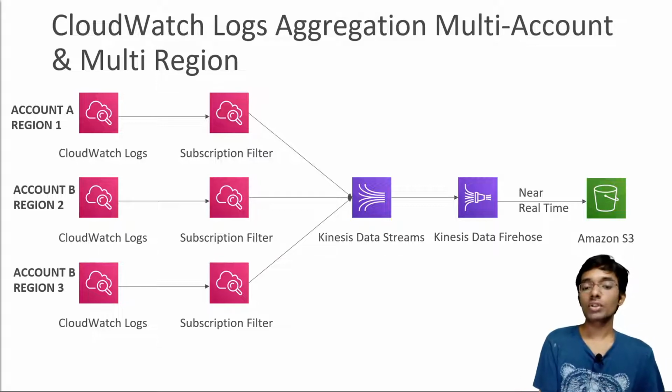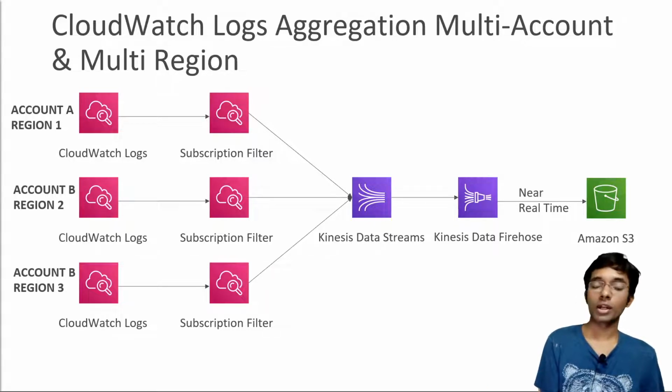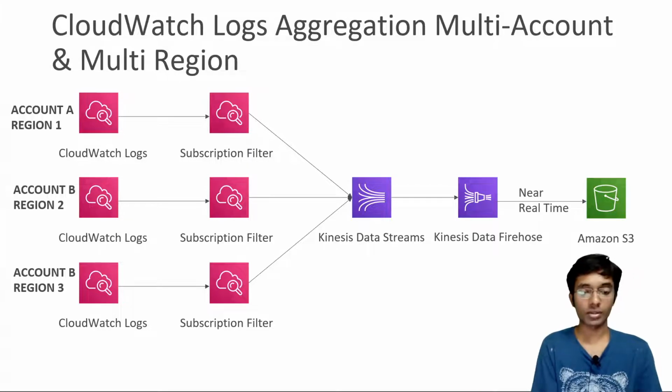You can define your own Kinesis Data Firehose and sync the data near real time into Amazon S3, and this would be in your central security or logging account. So this would be very good, and this is a very common architecture for CloudWatch Logs aggregation with multi-account and multi-region.